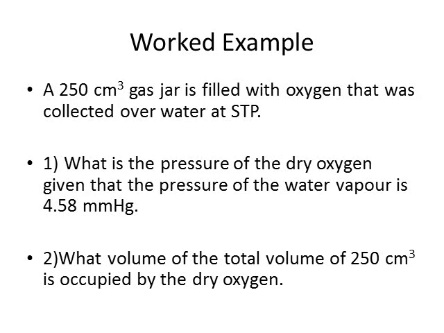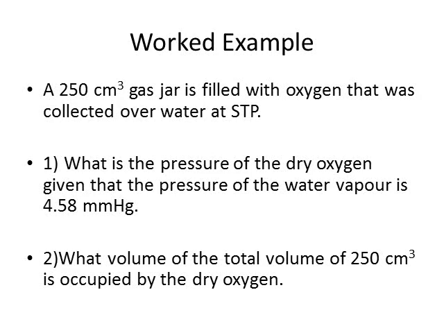Let's have a look at an example that's a little bit trickier. So we have a 250 centimetre cubed gas jar filled with oxygen that was collected over water at STP, which is standard temperature pressure. Remember, the standard temperature is 273 Kelvin, and pressure would be 1 atmosphere, or if you're using millimeters of mercury, that would be 760, or if you're using Newton per meter squared, that would be 101,325.